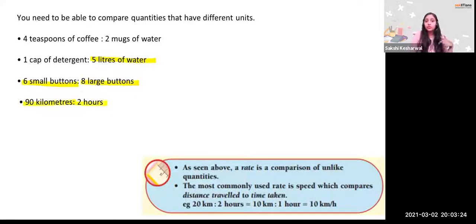90 kilometers to 2 hours. It means you are traveling 90 kilometers in 2 hours, right? You are using 6 buttons when there are 8 buttons, right? So as you have seen, the rate is what?